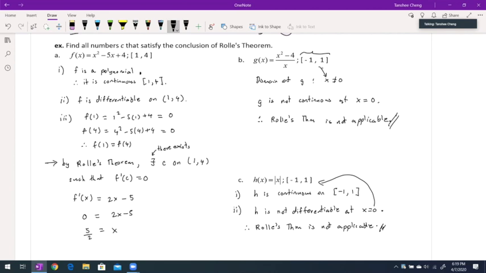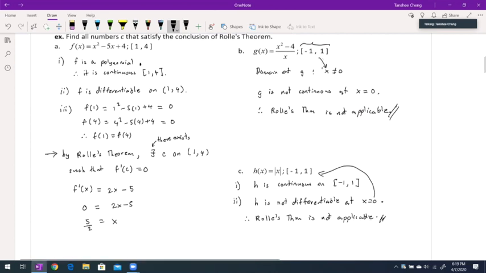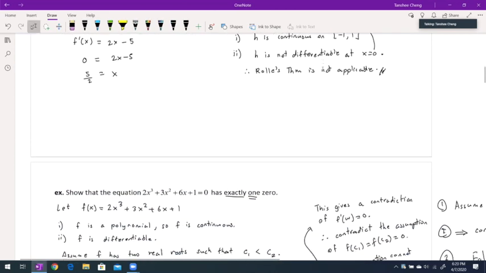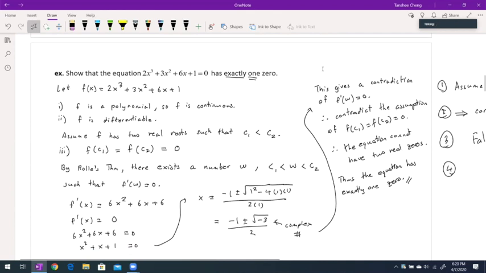And the next part that we want to look at is how to use Rolle's theorem in a proof by contradiction idea. So we will be looking at the kind of problems that we did in the past. In the past, we wanted to show that a given equation has solutions or not. But this time, we want to show that a given equation has exactly one solution.